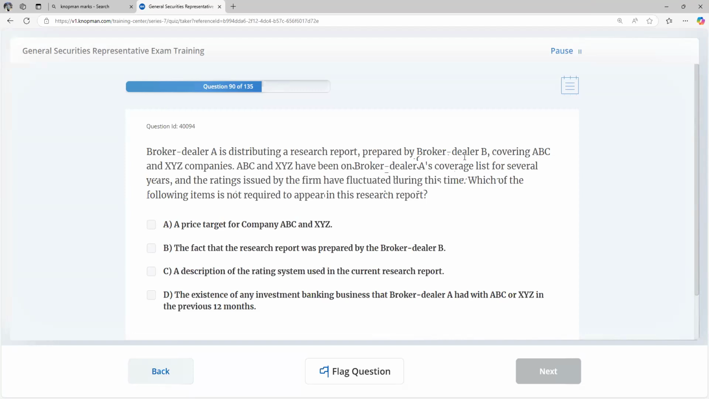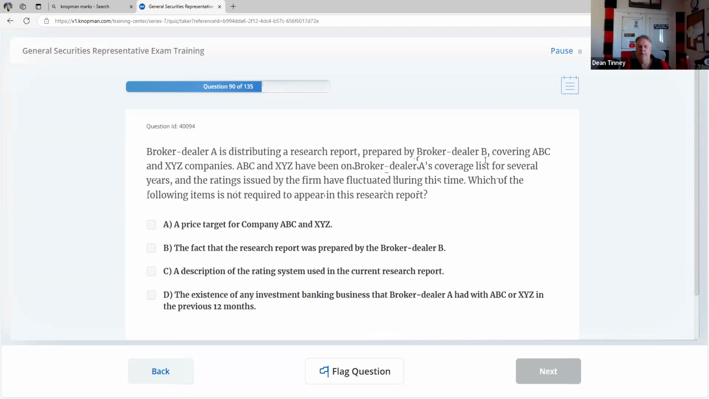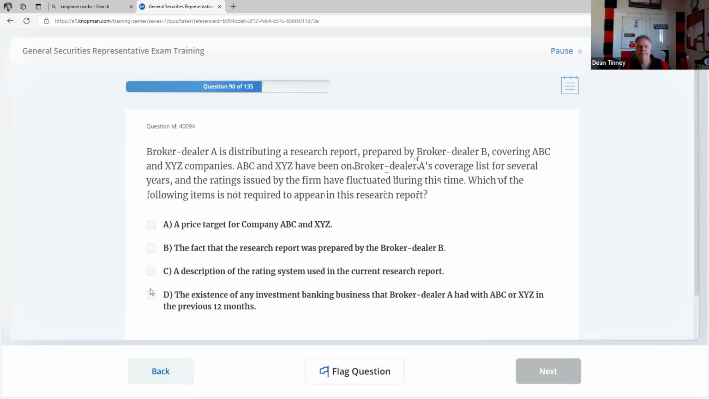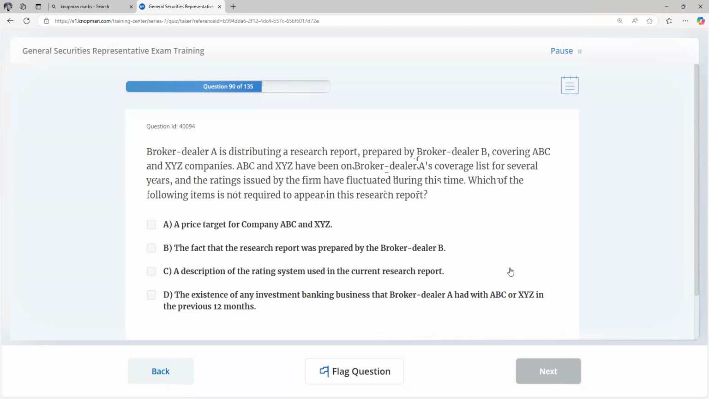Is it the fact that, I guess you have to let them know that it was prepared by broker-dealer B. Yeah, prepared by broker-dealer B. I think that's correct, right? You've got the description of the rating system you need. Yeah, the existence of the investment banking business that broker-dealer A has.